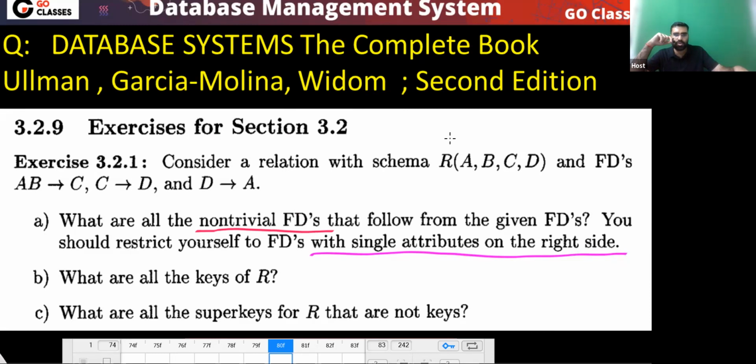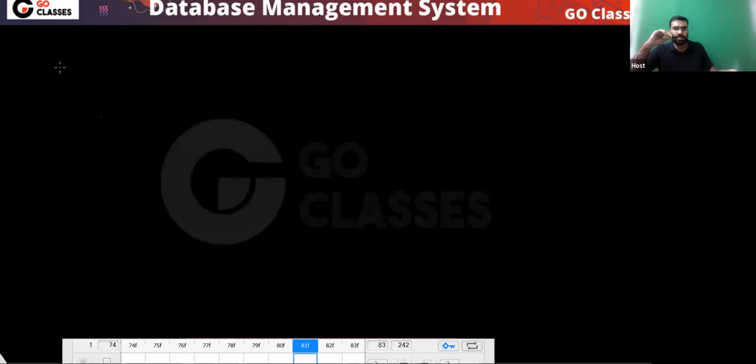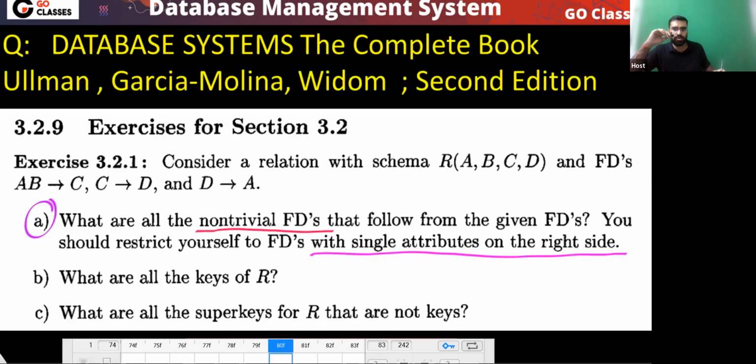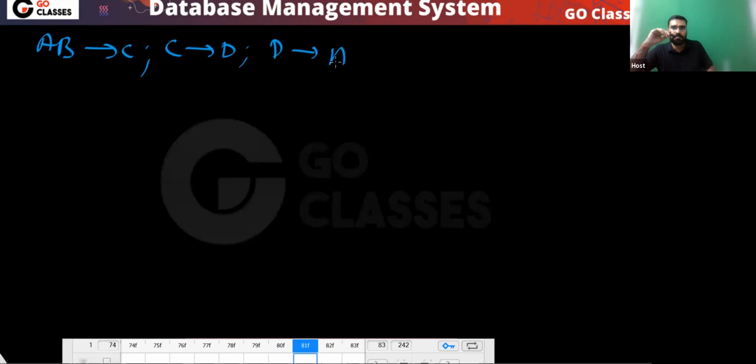If this question comes in the GATE exam, there will be no ambiguity, because the question is saying that you should count only those non-trivial FDs where the RHS has a single attribute. So how many non-trivial FDs will be there? One by one you can do that, right? So these are your FDs: AB determines C and C determines D, and you can notice D determines A.